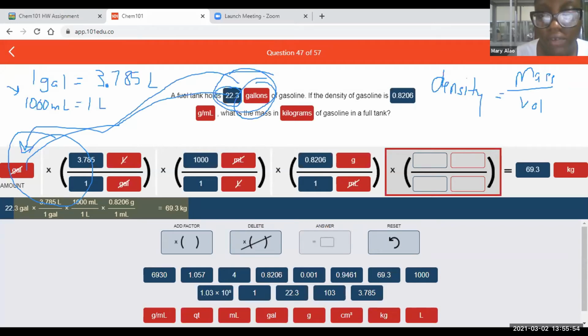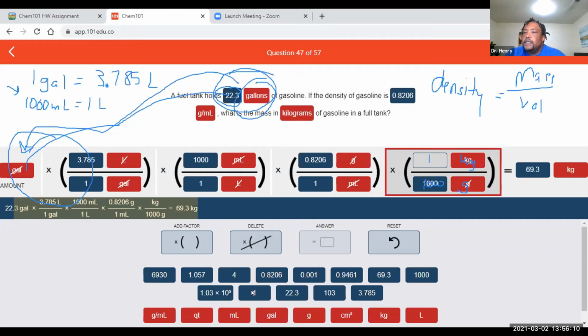Okay, so you had 1,000 down here, because I'm changing it to kilograms, right? So then you canceled out your grams. And you all know that 1,000 divided by 1,000 is going to cancel out. So this is a real easy one, right? So you just multiply 22.3 times 3.785 times 0.8206. Then you get your answer.